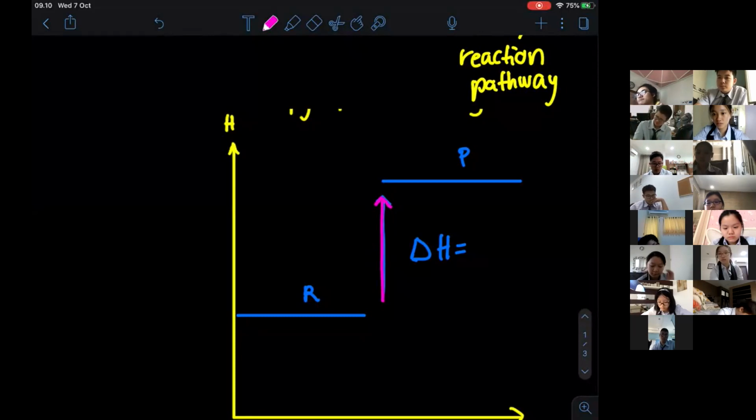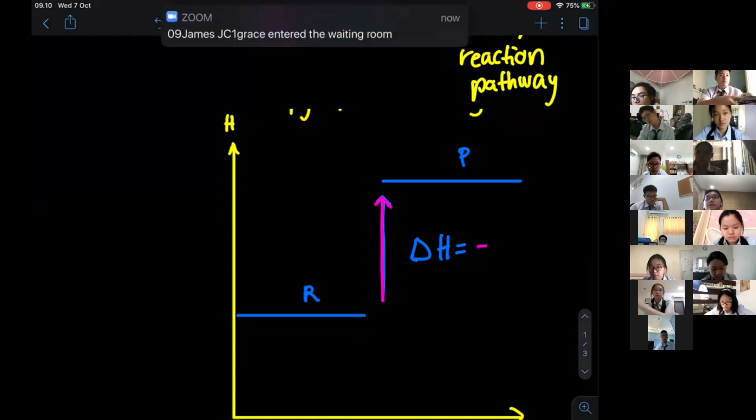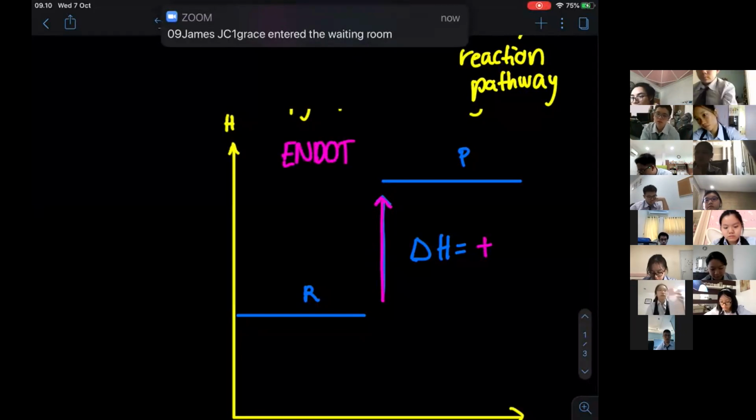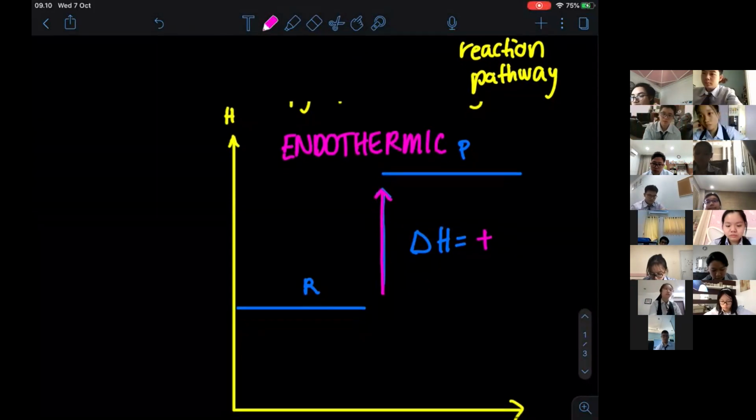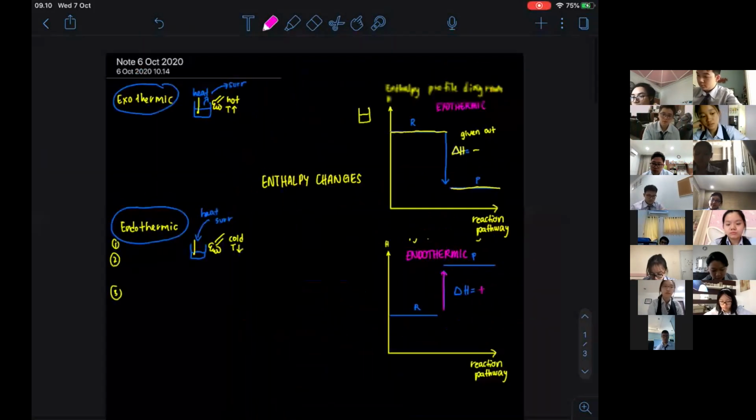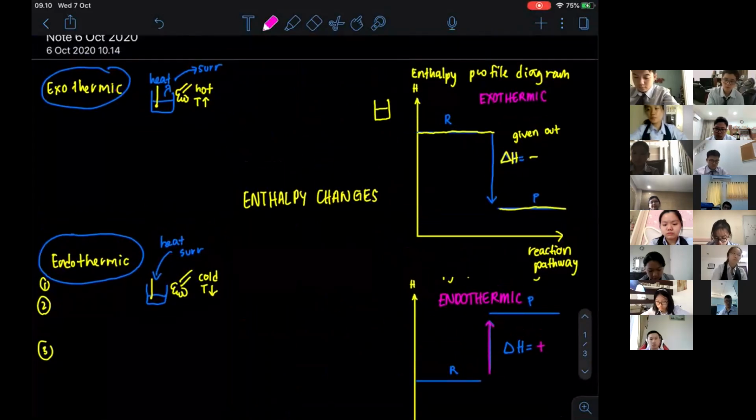So delta H over here, can you tell me, is it going to be positive or negative? Delta H positive for endothermic reaction. Yes, so this one is going to be endothermic. These two graphs tell us about endothermic reaction and exothermic reaction. It's the enthalpy profile diagram.